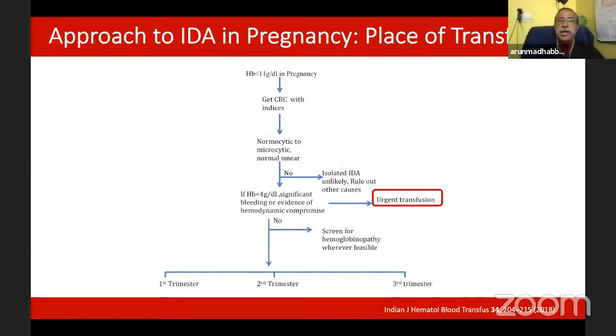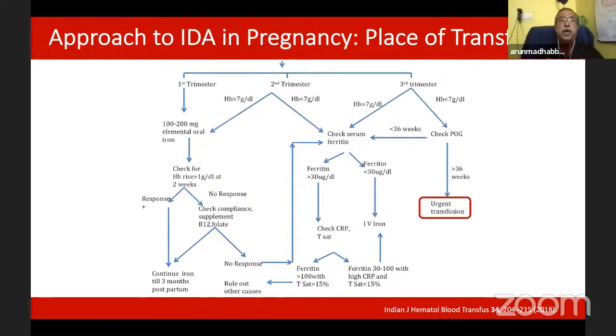So the approach to iron deficiency anemia in pregnancy and transfusion is very important. In a patient where the hemoglobin is less than 11 gram, we need to look for iron deficiency. Get a simple CBC done. Look at the indices, whether it is normocytic or microcytic or whatever it could be. If we detect an iron deficiency, yes, always we should try to compensate that. But where the hemoglobin is less than 4 gram, I think we need to go for urgent transfusion. Otherwise, this patient will never stand the complications better.